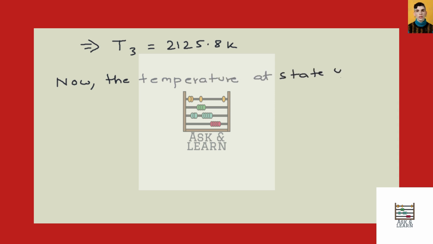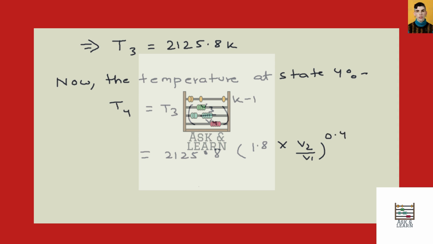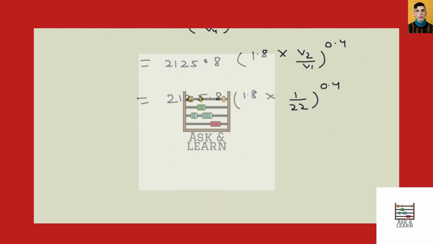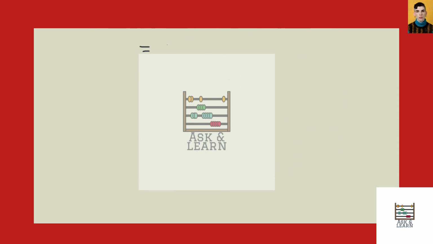Now going further we can write the temperature at state 4. So the temperature at state 4 is this. This is the formula which we will use to calculate T4. Putting the value here of T3 as well as the other data, on calculating it we get 2125.8 into this. Going further and solving it, we will get it as 781 Kelvin.